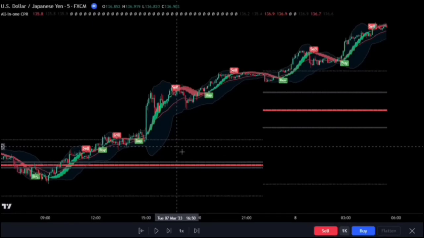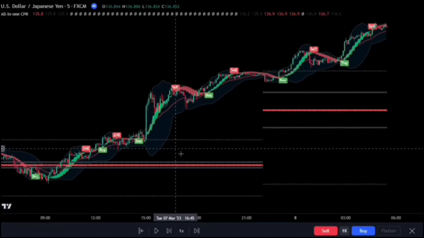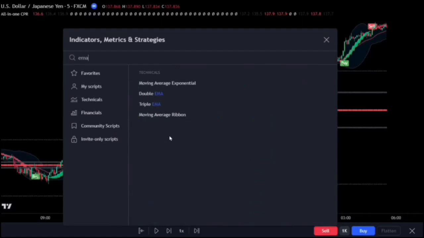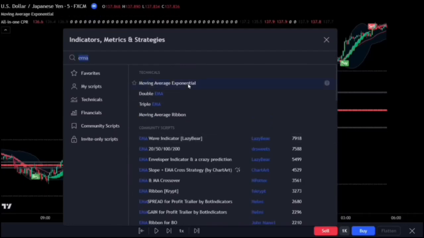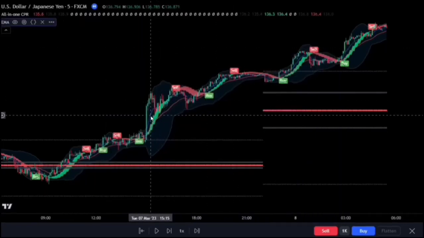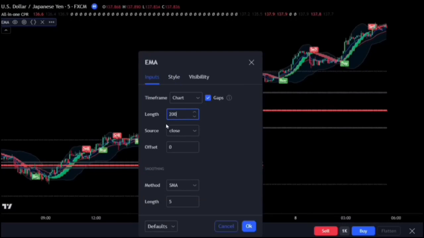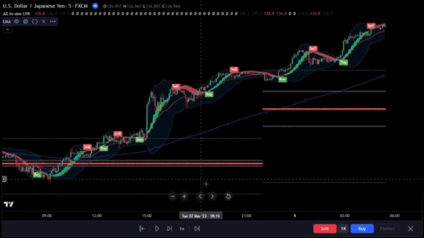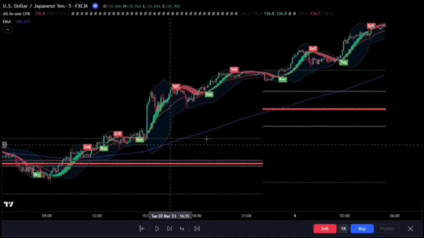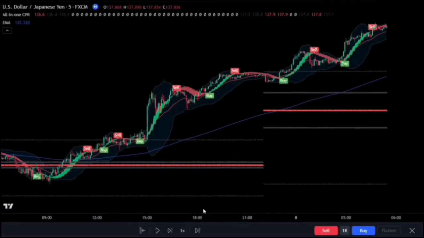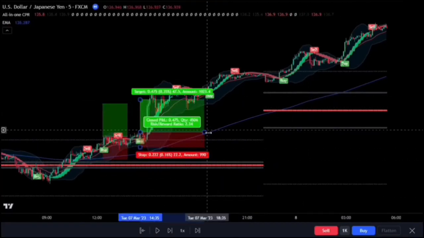For an easy trading strategy to use with these buy and sell signals, simply add an indicator to identify the general trend of the market. Add the exponential moving average. Change the length to 200, and that would be all. Simply go long when the price is above the exponential moving average. As we can see here, we would only have to take buy signals.